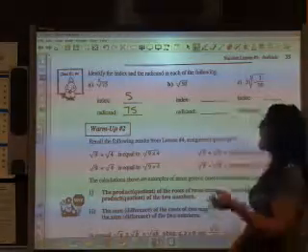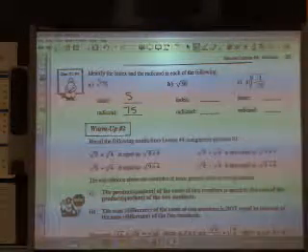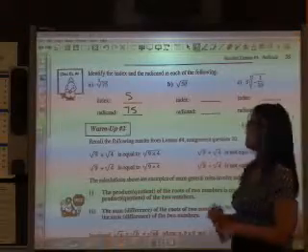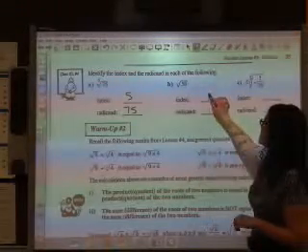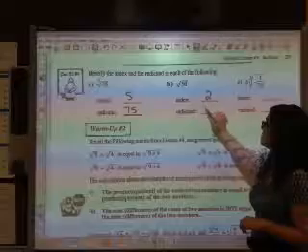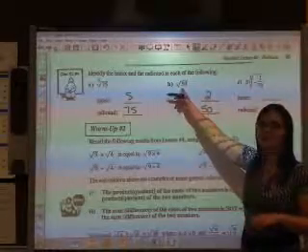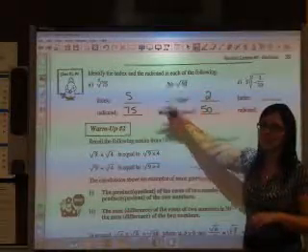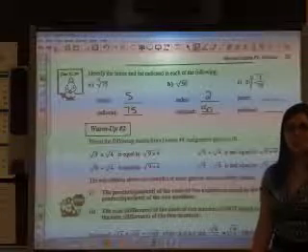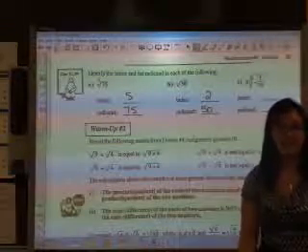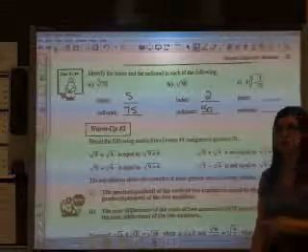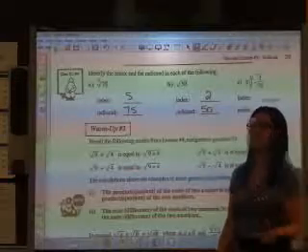Good. How do I read B? Square root of 50, so what's the index? And the radicand? I can also read this one as root 50. So the square root or root 50 means the same thing. So you're going to hear me say root 50 a lot, or root 2, root whatever, instead of saying square root.